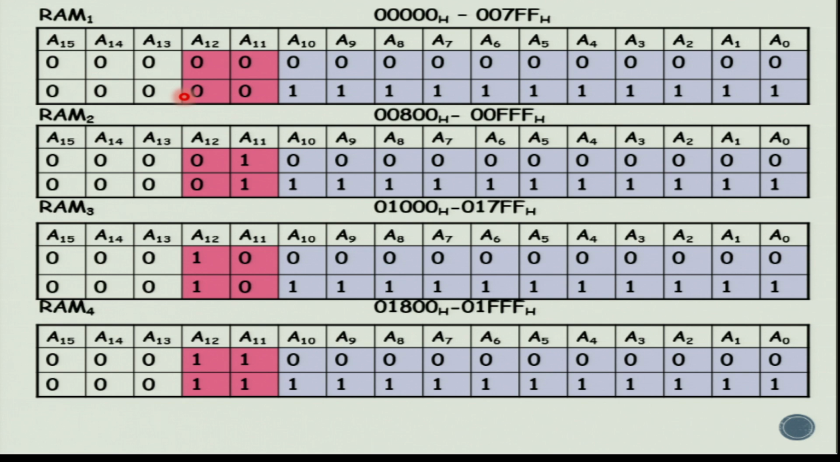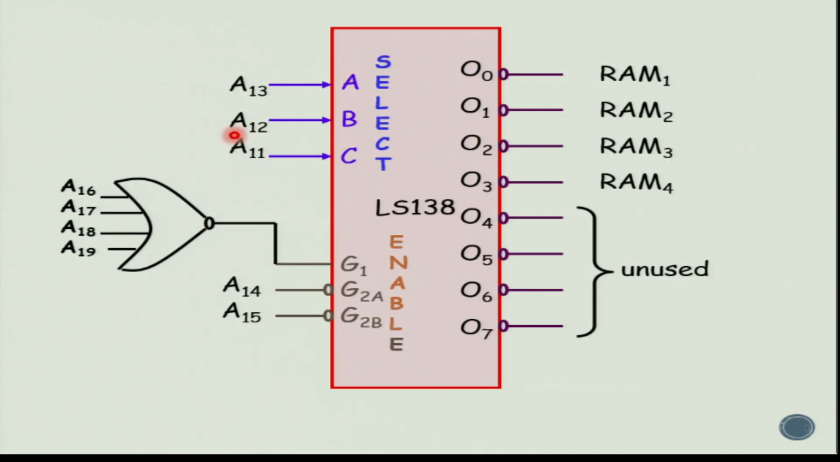In the first kind of addressing, which we called absolute addressing, we made use of all the address lines. So A13, A12 and A11 were used for selecting the RAM chips. If it is 000, then RAM 1 is selected, 001, RAM 2 is selected, 010, RAM 3, and 011, RAM 4. So we made use of A11, A12, A13 to select one of the RAM chips.